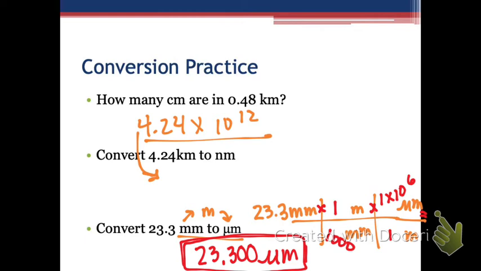Okay. Micrometers is a smaller unit, so it should make sense to us that our number's coming out bigger. 233,000. Did you take it times 1 times 10 to the 6th? Yeah. I'm afraid something's not going right with your calculator in the scientific notation. 23.3 times 1e6. Then you've got to divide by 1,000. There we go.